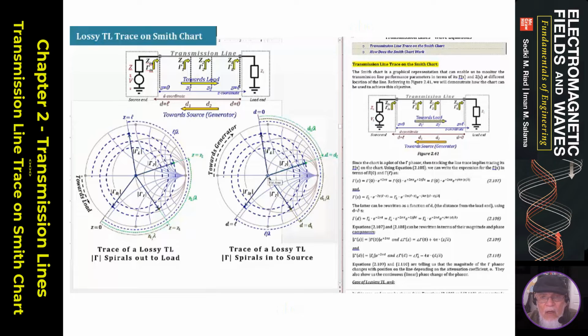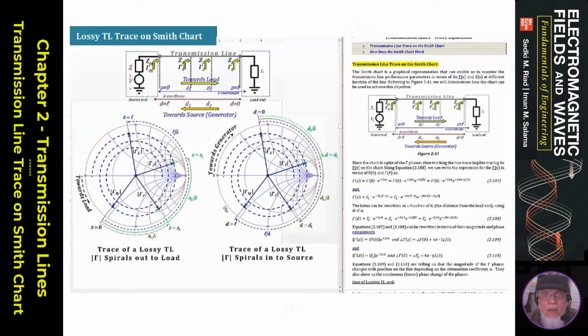Here's my initial gamma, and I move towards the generator, or towards the source. I'm going to decrease my gamma gradually, and you're going to see a spiraling in. In fact, it's the same exact spiral. It's just where you start and where you end. It's the same identical spiral. So if you are moving towards the load, you are tracing the spiral in this direction. If you are moving towards the generator, you are moving on the spiral in this direction.